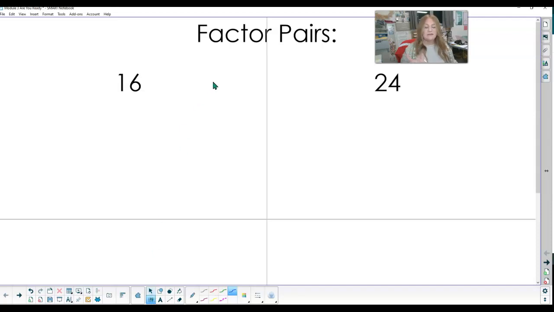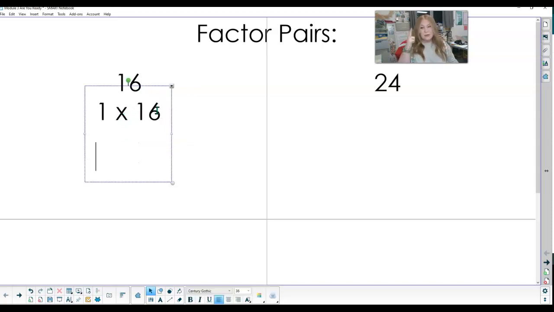When we are looking at factor pairs, factors are fewer than the number, and they are two numbers that multiply together to make the other product. We want to go in order so we make sure we get all of them. We're not just trying to randomly pick and guess. The first thing that is going to make 16 is always 1 times itself. So always start with 1, and then we just go from there.